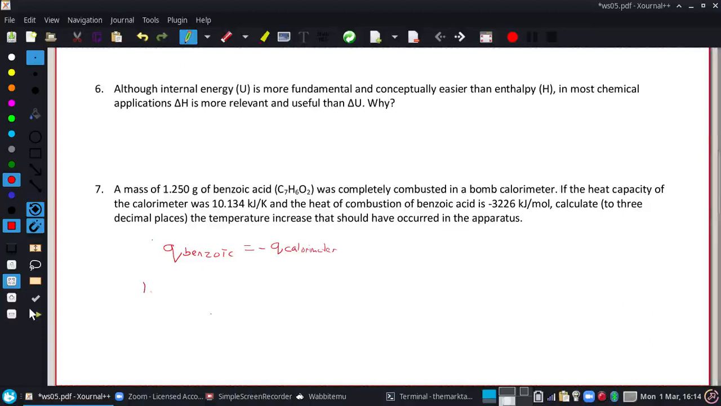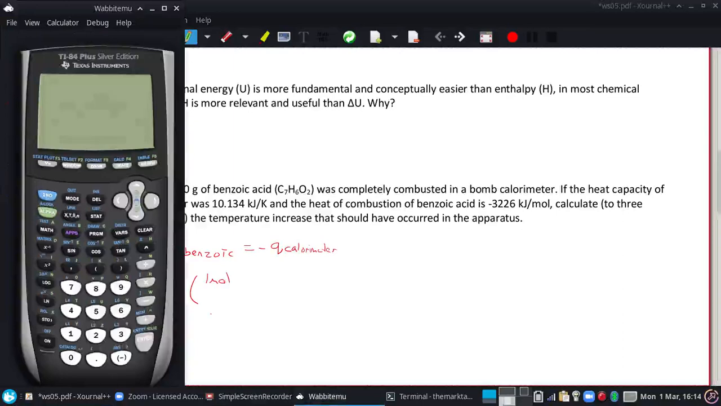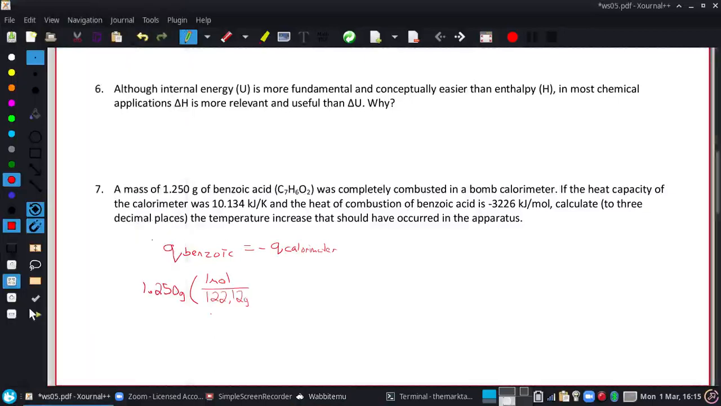So for the benzoic acid, what we're going to do is take that 1.250 grams, and we want to turn it into moles. So we're going to have to get the molecular weight of the benzoic acid. And let's see, C7H6O2, 12.01 times 7 plus 6 times 1.008 plus 2 times 16 gives me a molecular weight of 122.12. Now the reason I needed to convert that into moles is because the bomb calorimeter, or the heat of combustion, is always listed in moles, or at least it is in this case. So I'm going to put that 3226 kilojoules per mole. Now all these units would cancel out. We're going to see that this is going to give us our heat for the benzoic acid in kilojoules.